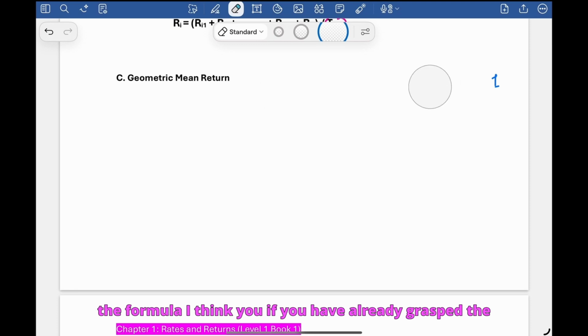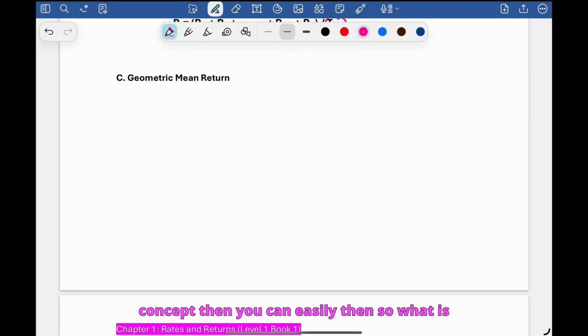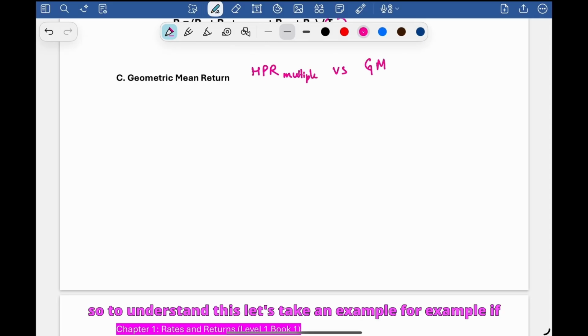You don't need to remember the formula. I think if you've already grasped the concept, then you can easily tell. So what is the difference between, say, the holding period return formula for multiple years versus our geometric mean? To understand this, let's take an example.